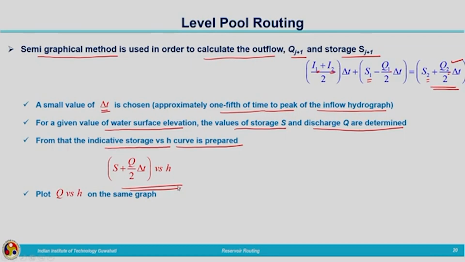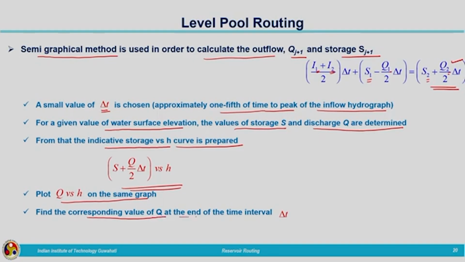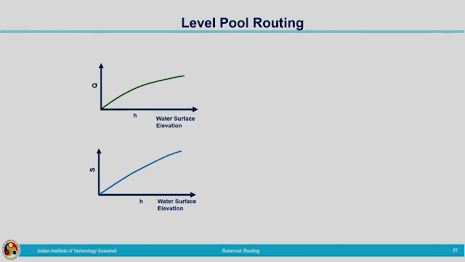Now, in the same plot, we will draw the Q versus H curve. The discharge outflow versus H, which is given to us, will also be plotted in the same plot of indicative discharge versus water surface elevation. From that, find the corresponding value of Q at the end of the time interval delta t. If I say it like this, you will not be able to understand anything, so we will discuss it with the help of different graphs.